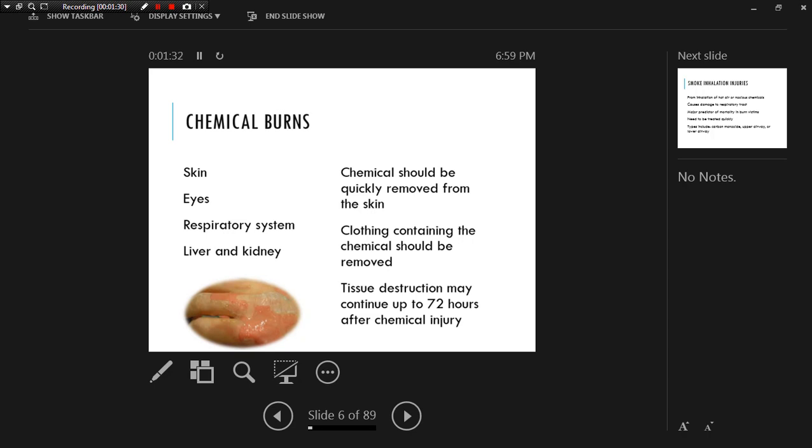Chemical burns can obviously affect the skin, but they can also affect the eyes, the respiratory tract, the liver, and the kidneys. In the event of a chemical burn, the substance should be quickly removed from the skin, and any clothing containing the chemical should be removed. The thing to remember with chemical burns is that tissue destruction may continue up to 72 hours after the injury.